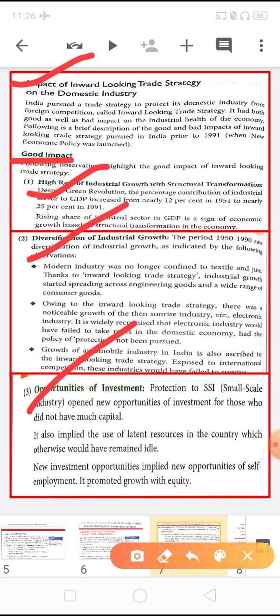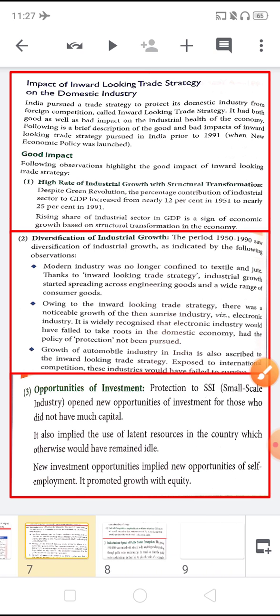Next is opportunity of investment. Children, with the production of the small scale industries, it opened a new opportunity of investment for those who did not have much capital. So it also implies the use of latent resources in the country which otherwise would have remained idle. So new investment opportunities implied new opportunities of self-employment, which basically promoted equality growth. Now, these are all the good impacts of the inward looking strategy.